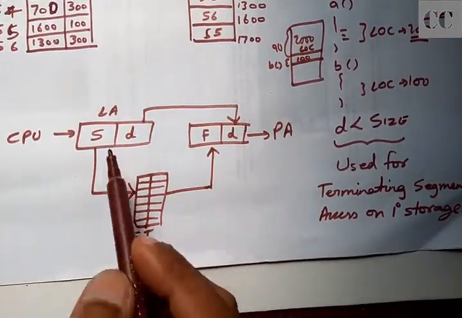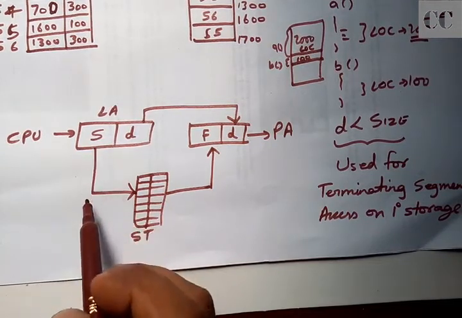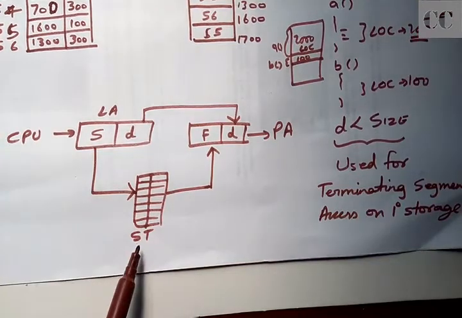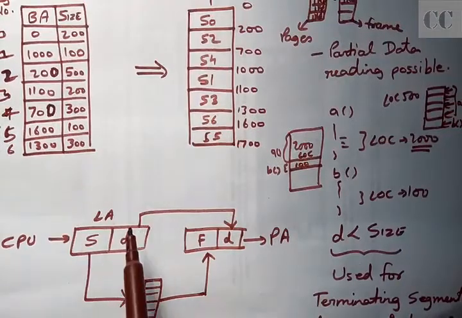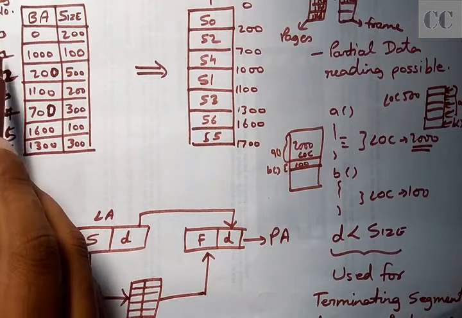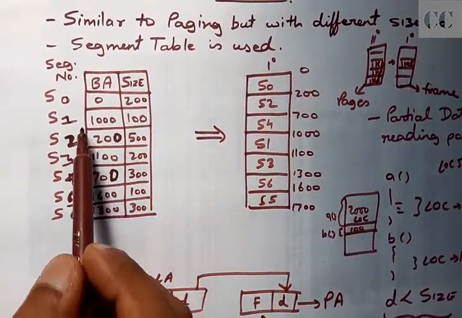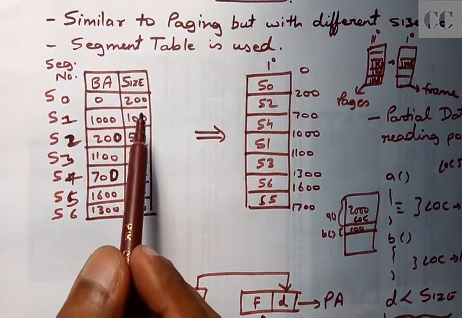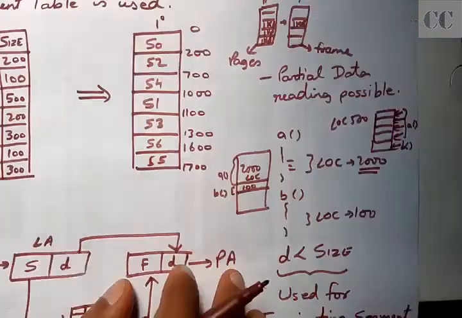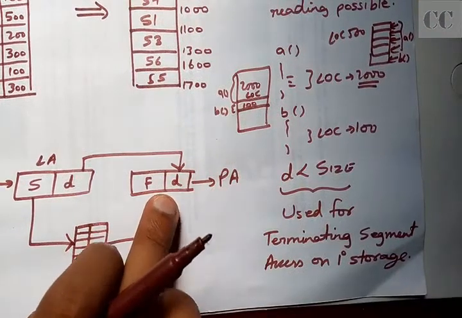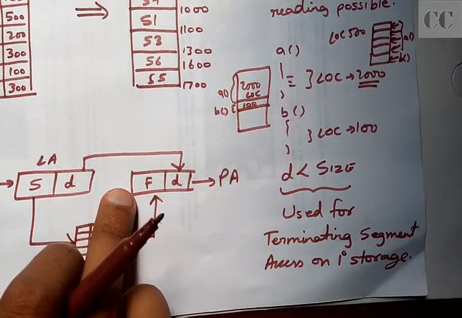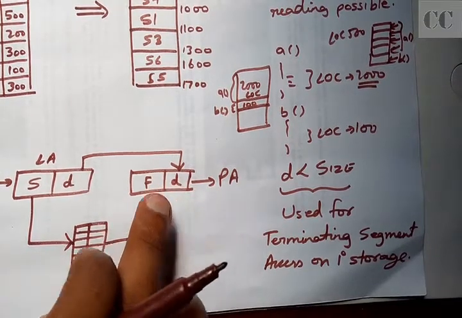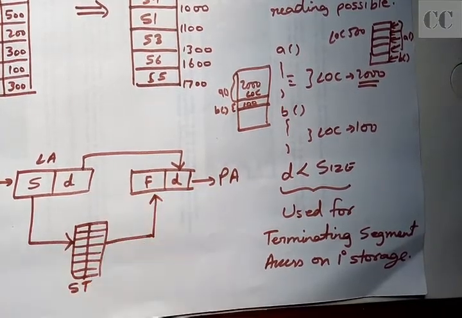The change comes at the segment, right? In segmentation we are using the segment table, and a similar table will be placed here, and we will just go through which segment we require. If we require, let's say, S1, the corresponding base address will be derived, then the corresponding size will be derived, and then the physical address will be generated. From this table we can generate the frame address, and the offset we already have, so the resultant will be the physical address.